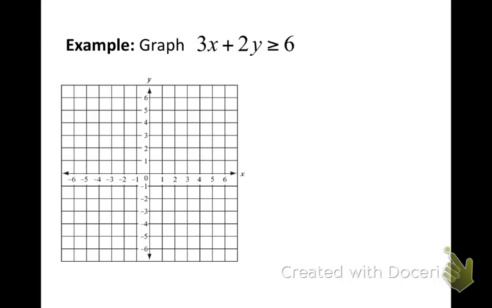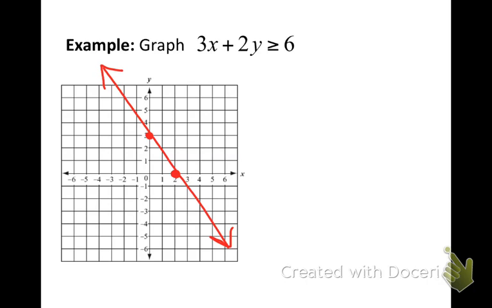What is your x-intercept? 2, right? Our cover-up method. Get rid of that. Divide by 3. 6 divided by 3 is 2. So I'm going to put a dot at 2 on my x-axis. My y-intercept is going to be 3. Is it going to be a solid or a dotted line? Solid. So do your best to get a solid line going through there.